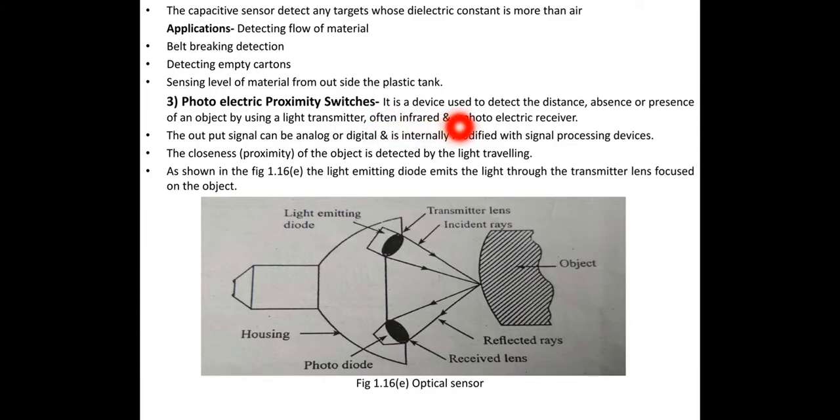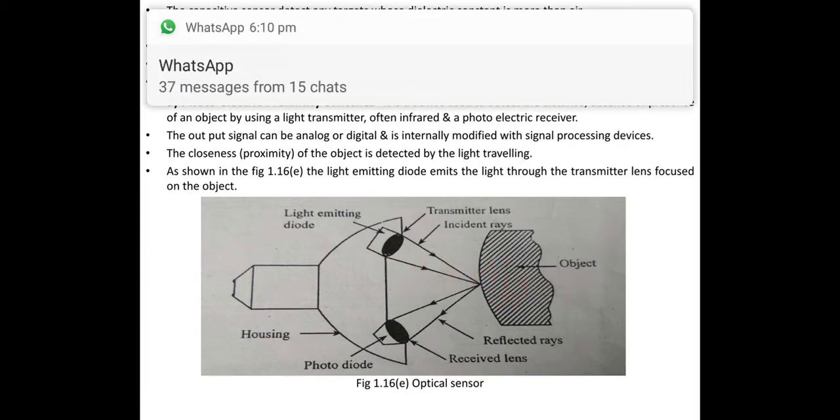It is a device used to detect the distance, absence or presence of an object by using a light transducer. See, same principle. These photoelectric proximity switches are basically used to detect the absence or presence of the object.